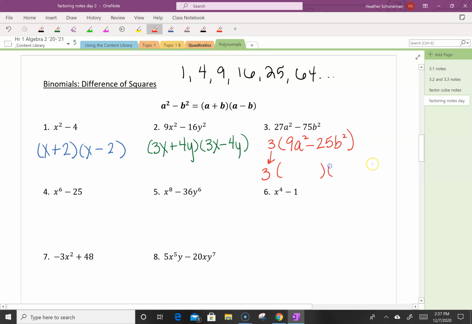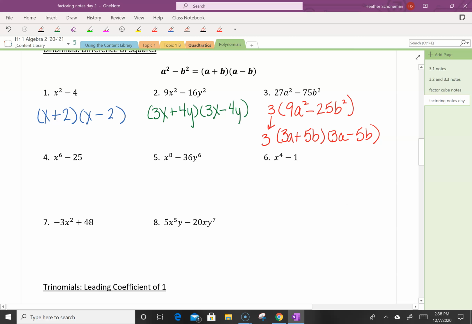So the 3 comes straight down. I'll go straight to my 2 parentheses. The square root of 9a squared is 3a. The square root of 25b squared is 5b. 1's a plus, 1's a minus, and we're done. Number 4. Now we haven't dealt with one like number 4 before.